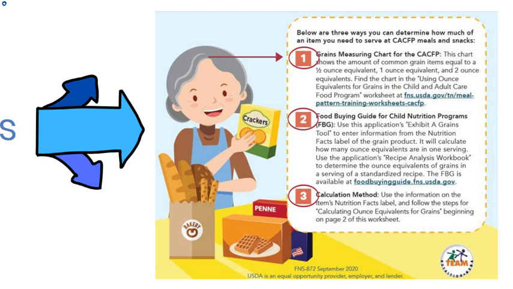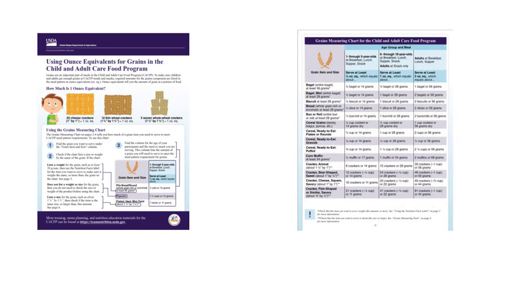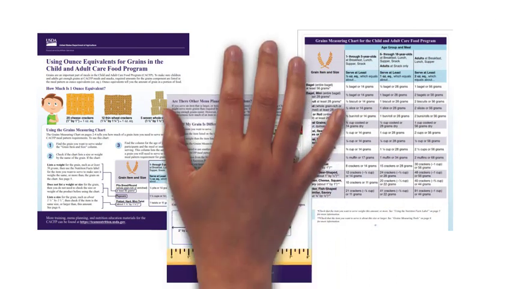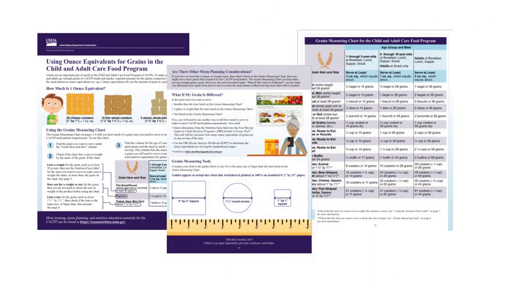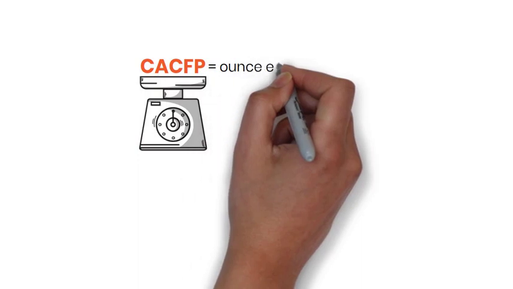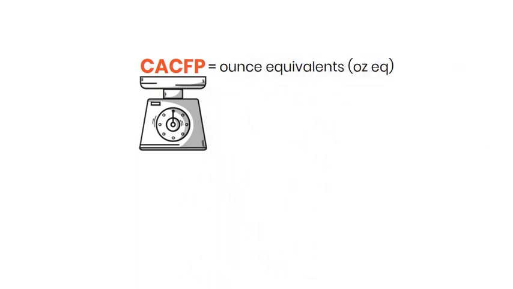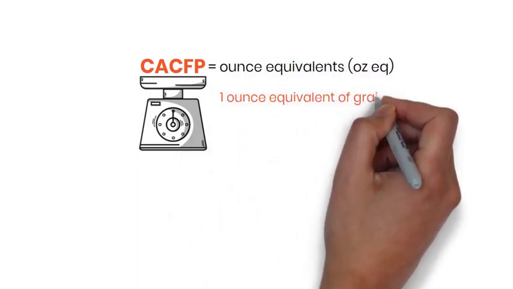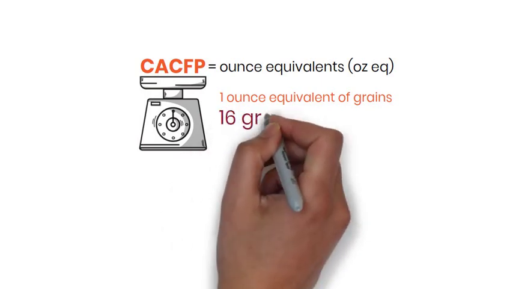The USDA's Team Nutrition Initiative has created a worksheet on using ounce equivalents for grains in the CACFP. You can access the worksheet in both English and Spanish on their website. In the CACFP, grains are measured in units we call ounce equivalents. 1 ounce equivalent of grains is the amount of food you need to make up 16 grams of grains.